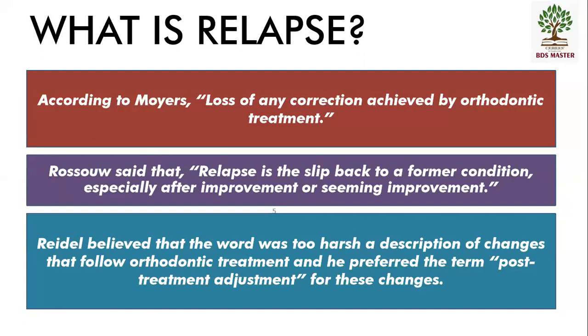So according to Moyers, relapse is the loss of any correction achieved by orthodontic treatment, or as Webster said, it is a slip back to a former condition, especially after improvement or seeming improvement, right? And Riddle believed that the word relapse was too harsh, and he just preferred the term post-treatment adjustment for these changes. I mean, we're just playing around with words, but relapse is quite real, in my opinion.